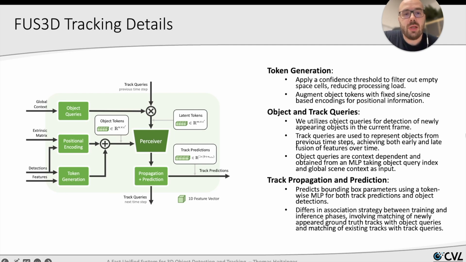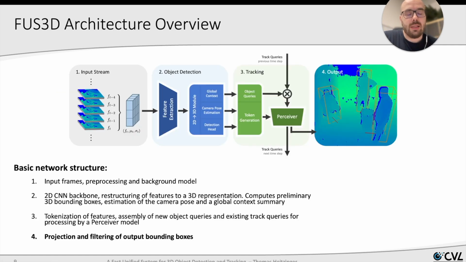Both object and track queries are then updated in a perceiver model with the tokens extracted in the object detection stage. Afterwards, the tokens are projected down to bounding boxes, and those above a certain confidence threshold represent the outputs of our FUSed model. The corresponding track queries are passed on to the next time step. As shown on the right-hand side, the FUSed model produces trajectories of oriented bounding boxes as outputs.